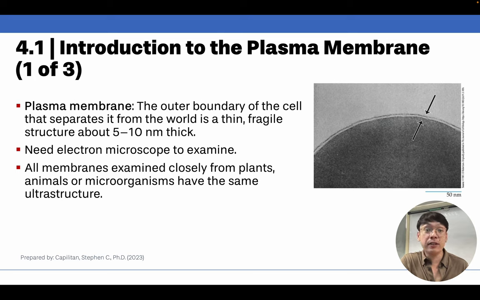The plasma membrane, or the outer boundary of the cell, separates it from the world, and it's a thin, fragile structure about 5 to 10 nanometers thick. We need electron microscopes to examine cell membranes. Plants, animals, and microorganisms, microbes, have the same ultrastructure.